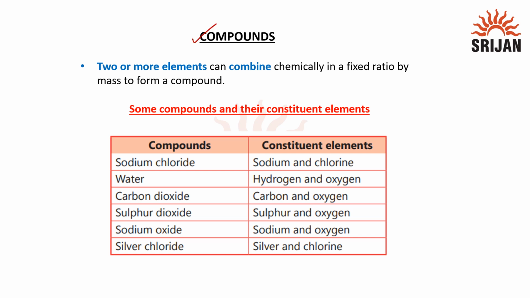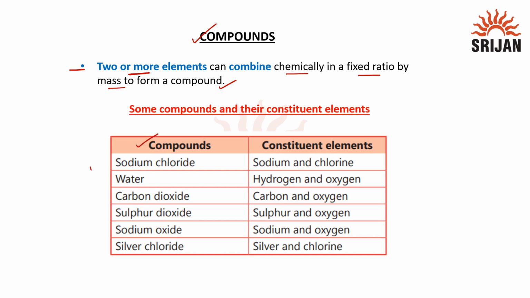So now we will discuss the compounds. Two or more elements can combine chemically in a fixed ratio by mass to form a compound, right? So some compounds and their constituent elements are given in this table. So now we will discuss. Okay, so here we have the compounds.